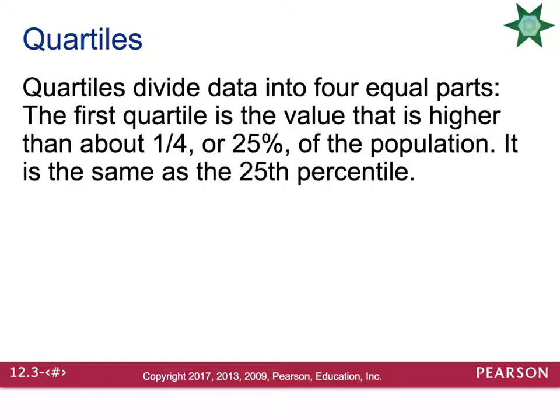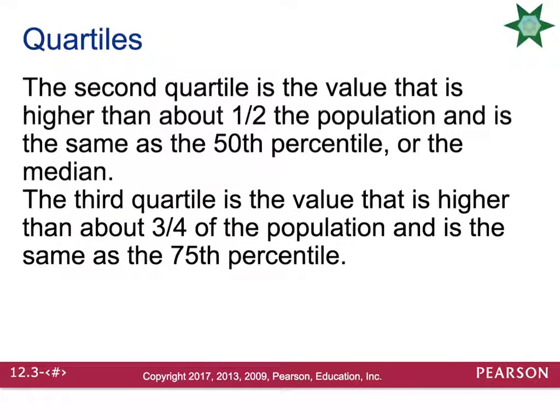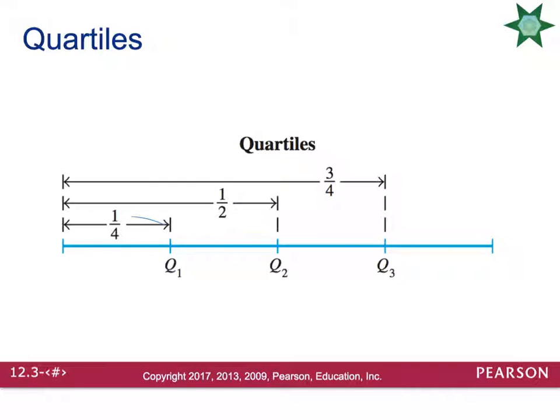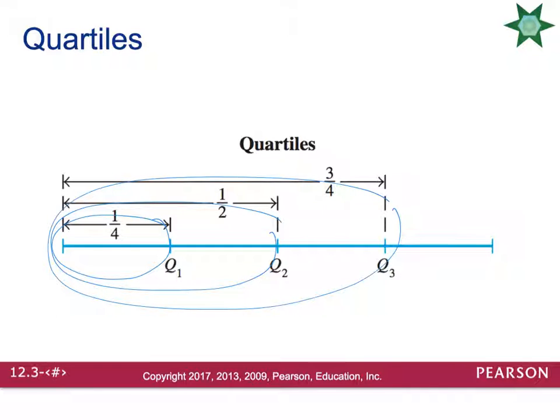Quartiles are going to divide the data into 4 equal parts. The first quartile accounts for the first quarter of the population. What I like to do is find the median first, which is actually quartile 2, and then you find the median of the first half of data, which is quartile 1, and the median of the second half of the data, which is quartile 3. So in quartile 1, you should have a quarter of your data. Between the beginning and quartile 2, you should have half of your data. And between the beginning and quartile 3, you should have 3/4 of your data.